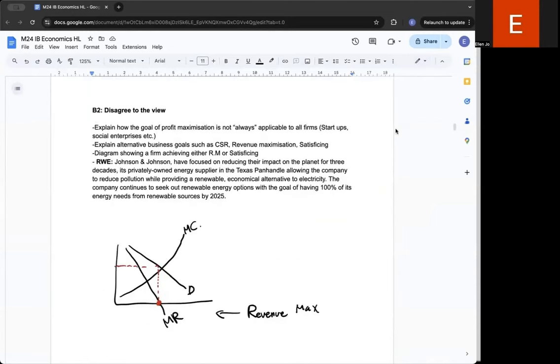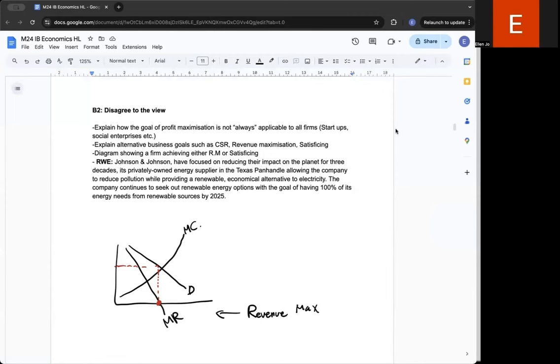Next discussion point is on the disagreement to the view. You can first explain how the goal of profit maximization is not always applicable to all firms, considering the examples of startups or social enterprises. And the discussion can go further to explain other alternative business goals, such as CSR, corporate social responsibility, revenue maximization, and satisficing. You can use a diagram showing a firm achieving either revenue maximization or satisficing.